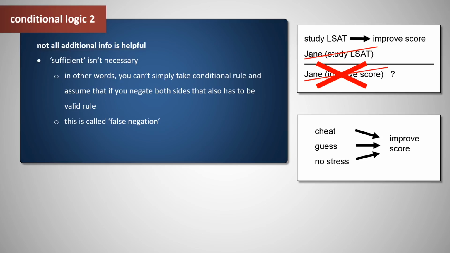The fact that studying for the LSAT is going to get you to improve your score according to the rule here, and you take that as a given, does not necessarily mean that if you didn't do that, you're not going to get a score improvement. Maybe you did something else. The logic is exactly the same. It's a rule. If the rule is not activated, some other rule may have been activated, so you can't say that the consequence didn't happen.